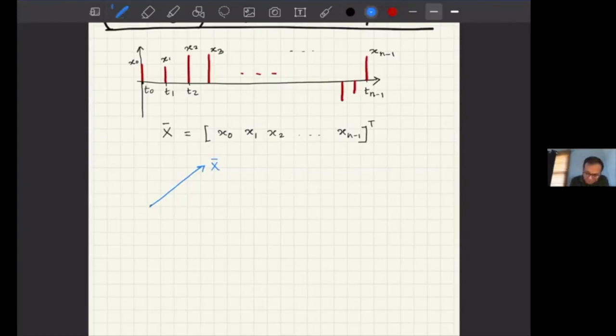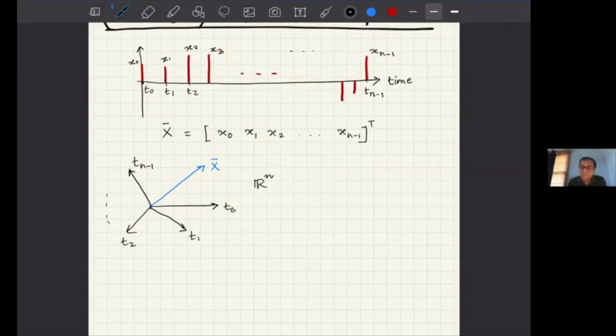Turns out that we can express this vector in the time space, where this is time, and the dimensions of time would be t0, t1, t2, so on till tn minus 1. So this is essentially an n-dimensional space, Rn, and x is a vector in that n-dimensional space.